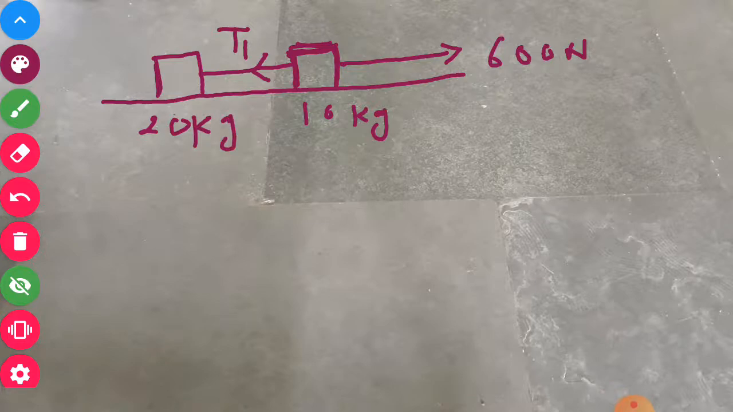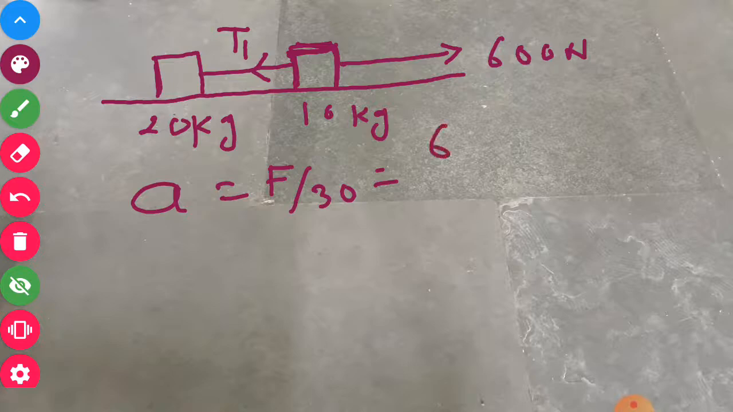Now try to understand, here there is no friction, so the acceleration is force upon total mass. Total mass is how much? 10 plus 20, so it becomes 30 kg. So it becomes 600 divided by 30, and it will be 20 meter per second square.